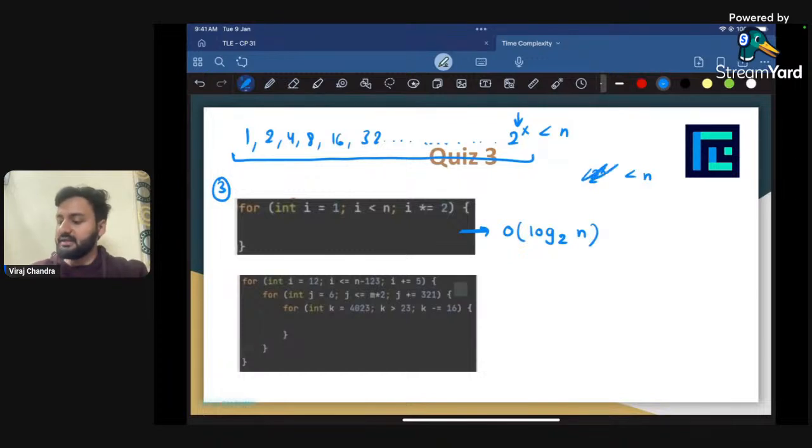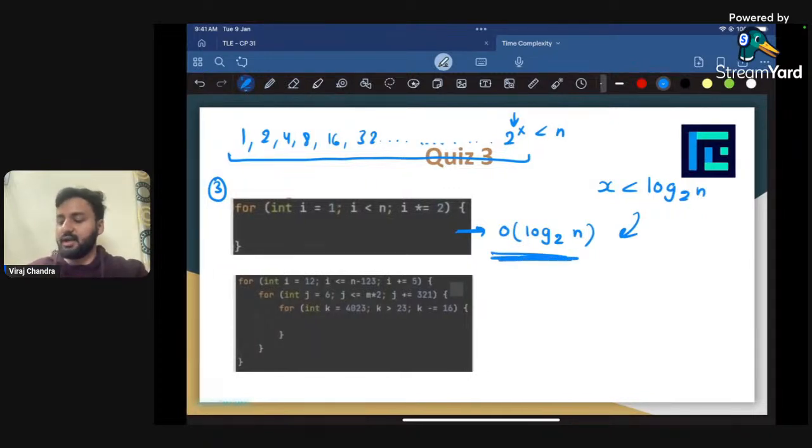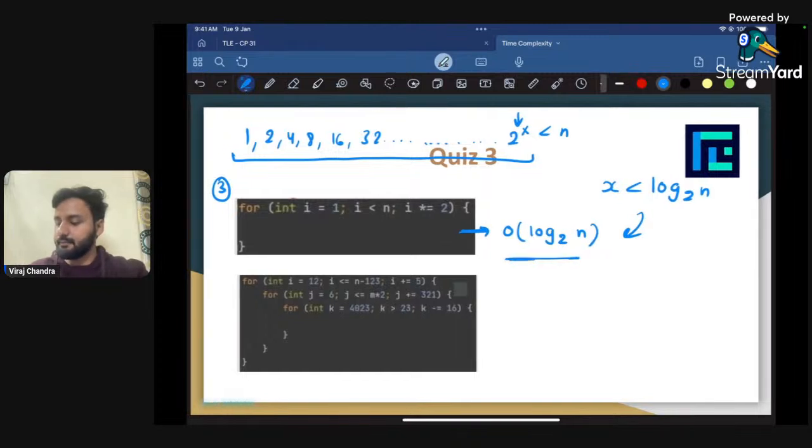Now by log properties, I can take log base 2 on both sides. That gives x times log base 2 of 2 is less than log base 2 of n. And now by log properties, this x can come out and log base 2 of 2 will become 1, which means you will get something that looks like x less than log base 2 n, which means x is this final value of log base 2 n, after which you will stop, which means this for loop is going to run a maximum of log base 2 n times. Clear, guys? Is this proof clear?